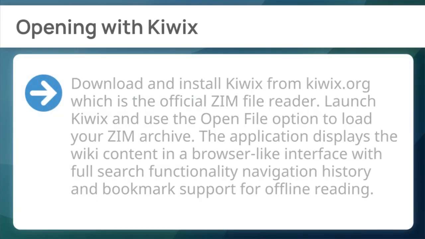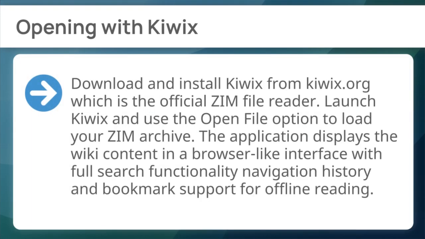First, opening with Kiwix. Download and install Kiwix from kiwix.org, which is the official ZIM file reader. Launch Kiwix and use the Open File option to load your ZIM archive. The application displays the wiki content in a browser-like interface with full search functionality, navigation history, and bookmark support for offline reading.